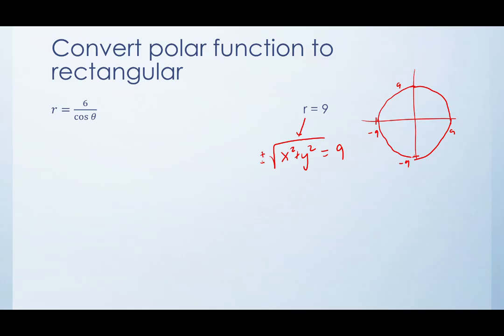Yeah, so that's it. The other one is actually a little bit nicer because we can look at this one and say, well, hey, let's multiply both sides by cosine theta. So I get r cosine theta equals 6. And hey, r cosine theta, that is x. So x equals 6. So either one of those is going to work.